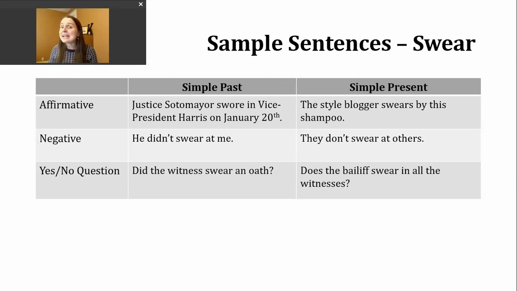Finally, if I want to make a yes or no question in the simple present, I'm going to start with do or does, then I'll have my subject, and then the base verb. Does the bailiff swear in all the witnesses? Bailiff is a specific job title or job that is present in most U.S. courtrooms, and they have many responsibilities. This would be one of them, to, again, make sure the witness is promising to tell the truth.